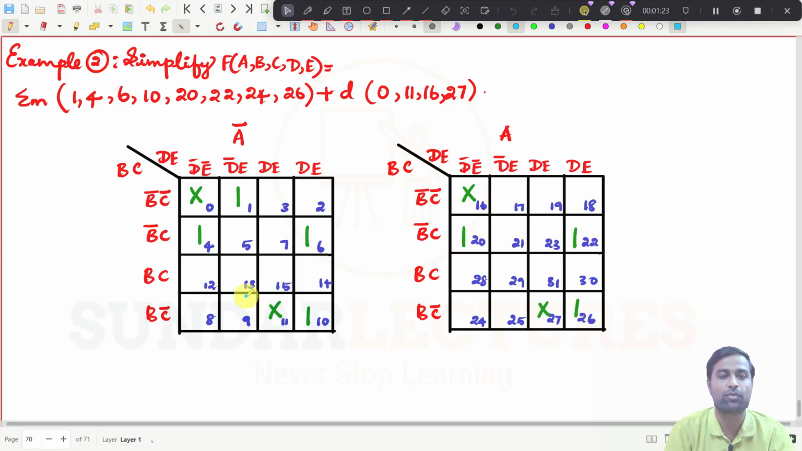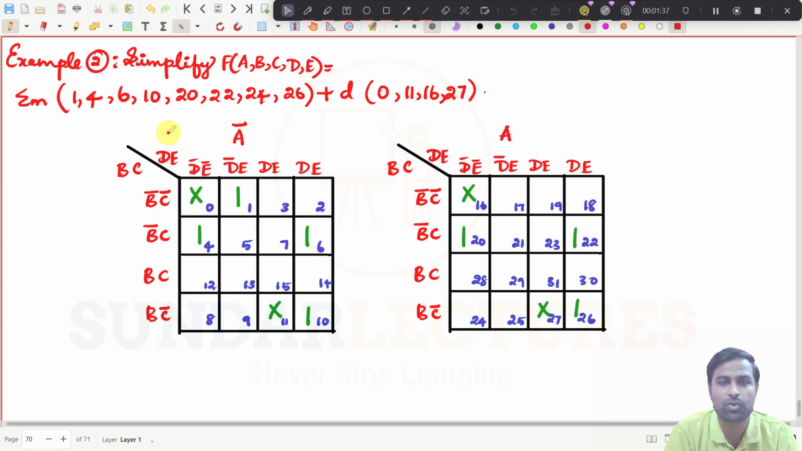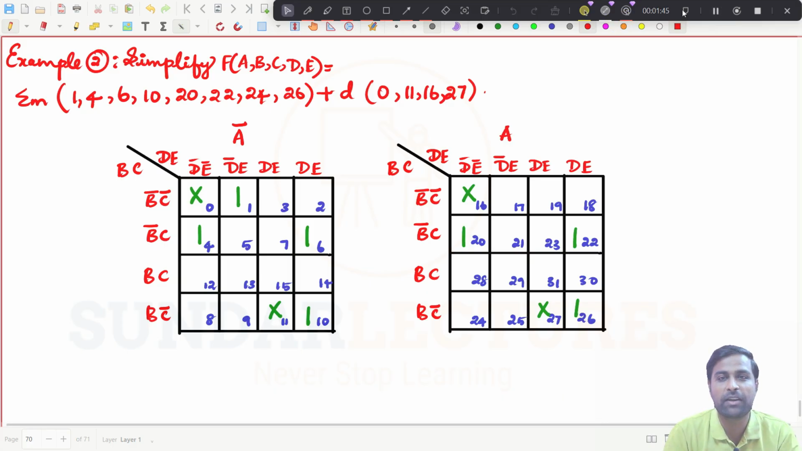So what do I have to do now? Is there any quad possibility? I have to see for the quad possibility. If yes, then you can tell me yes. So for example, maybe I will take another term because it is very easy. We will explain with this itself.